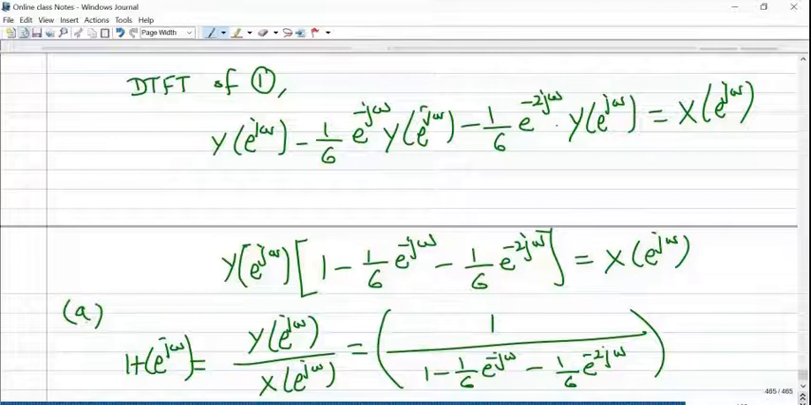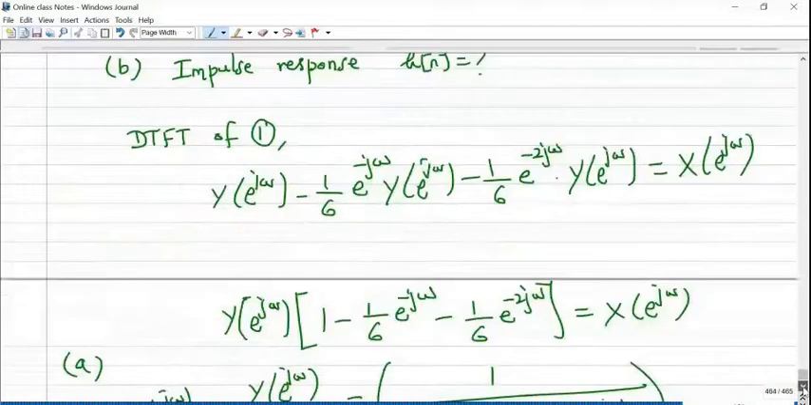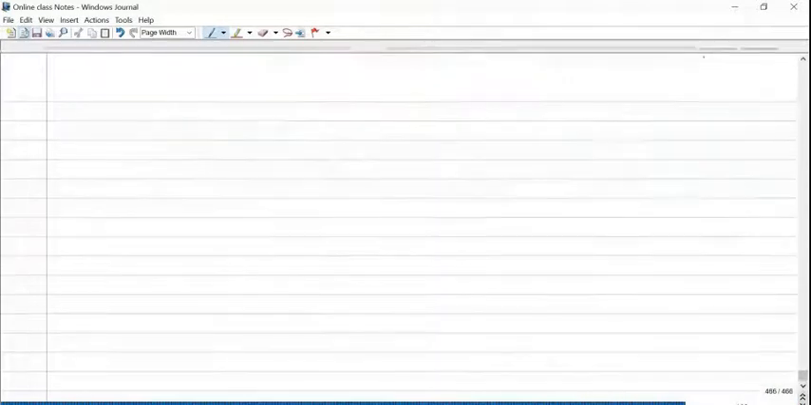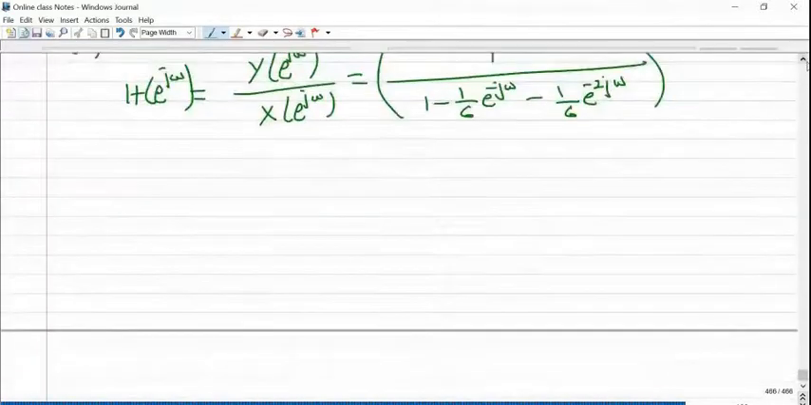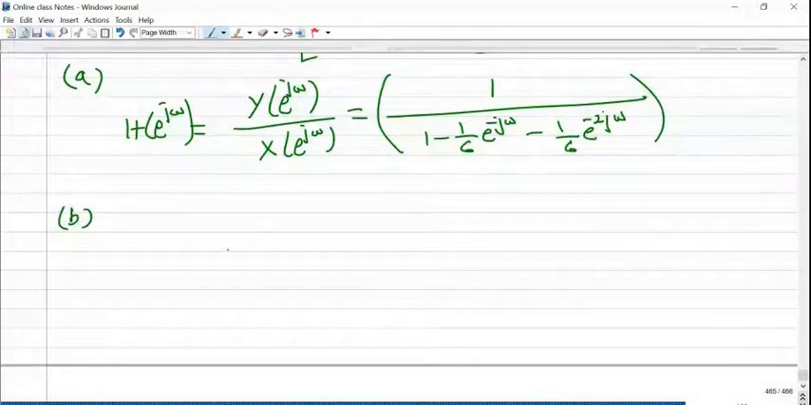The first question was to find the transfer function or frequency response of the system. Next one, find the impulse response of the system, that is h of n. For finding h of n, again we have to use the partial fraction method.